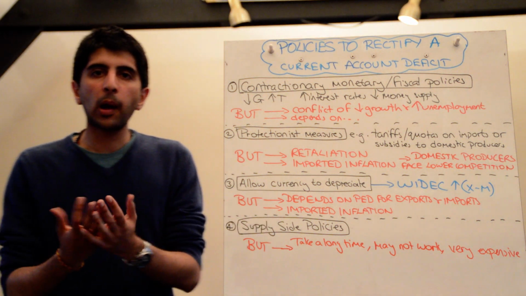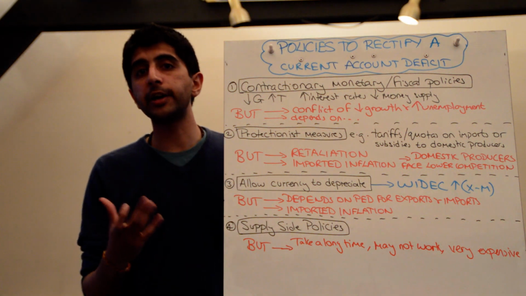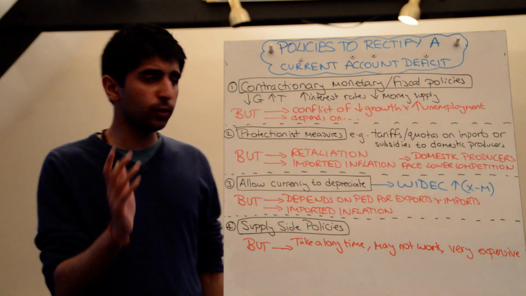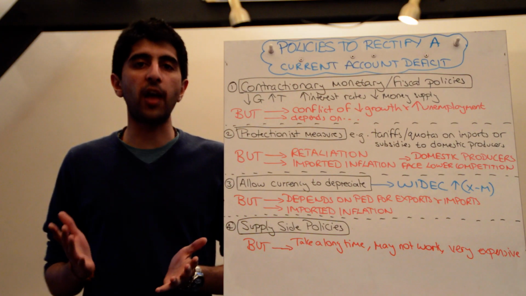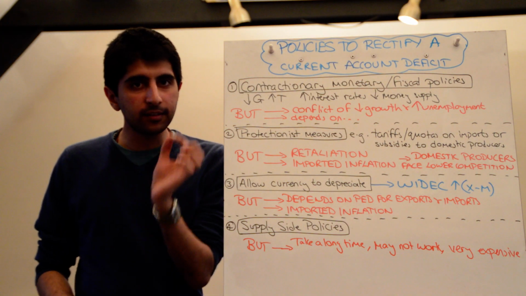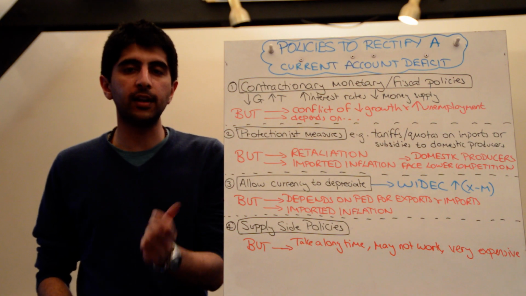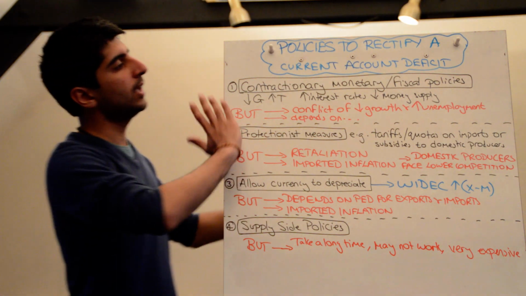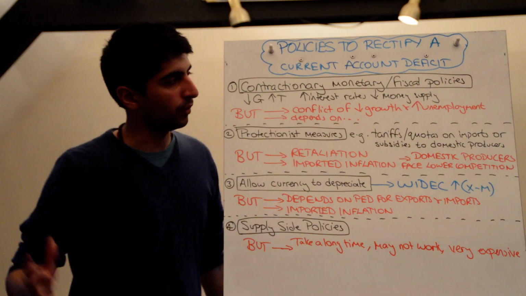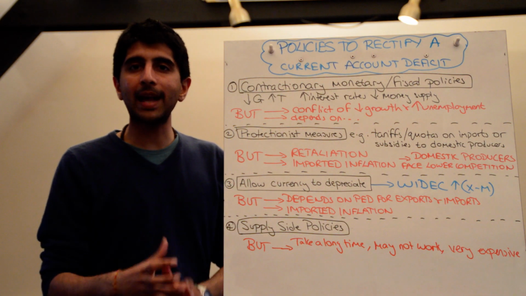So, let's say we now have a government that's trying to deal with a large current account deficit. How can it do that? Well, remember, current account deficits can be caused from a whole host of various factors. So the government needs to first pinpoint the cause of the deficit before it actually knows how to solve the deficit.